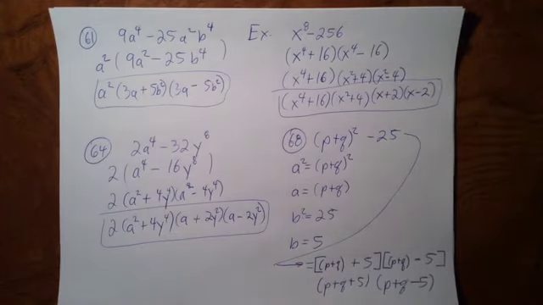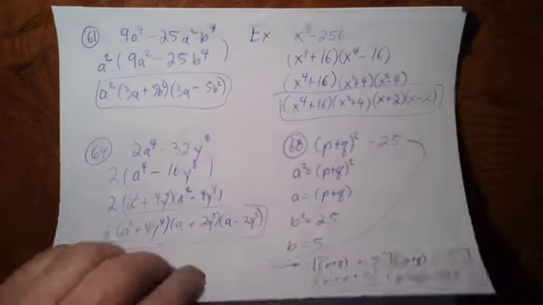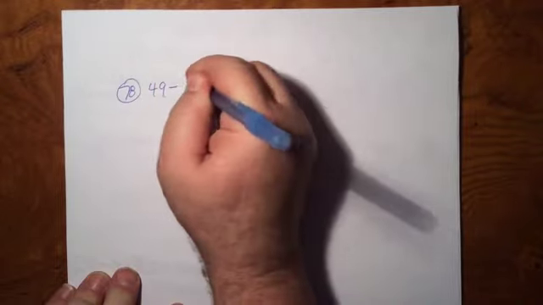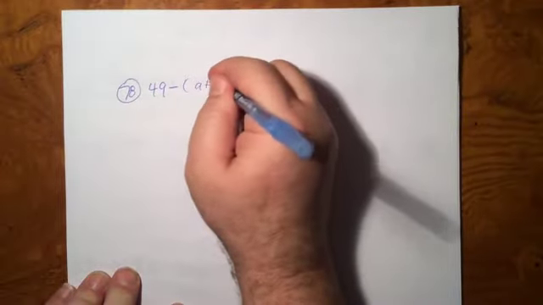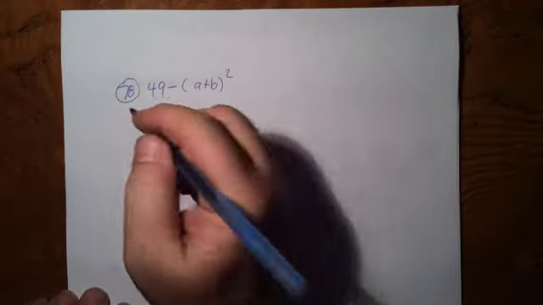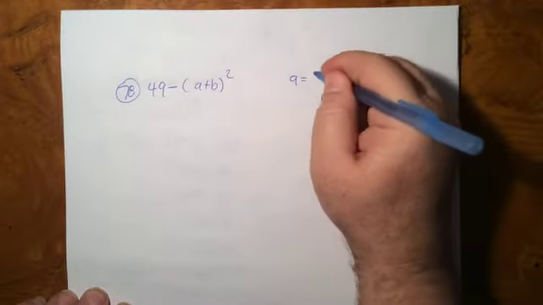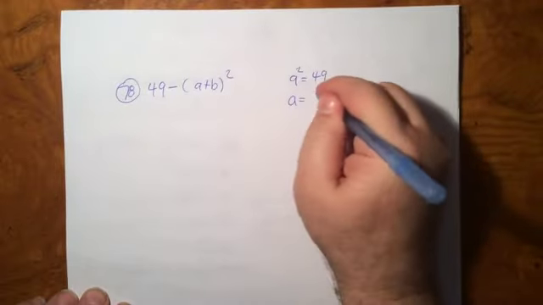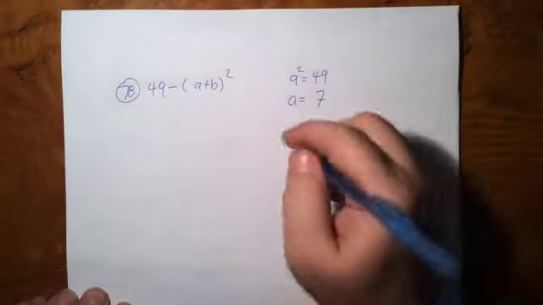Now, this type of factoring is a little obscure. It doesn't come up a lot, but it does come up from time to time. So I'm going to show you one more to reinforce this before we go on to section 6.5. That's going to be example number 78, and that will be 49 minus the quantity of A plus B to the second. So A, I'll write this to the side here, or A squared is going to be 49. That will make A equal to 7.